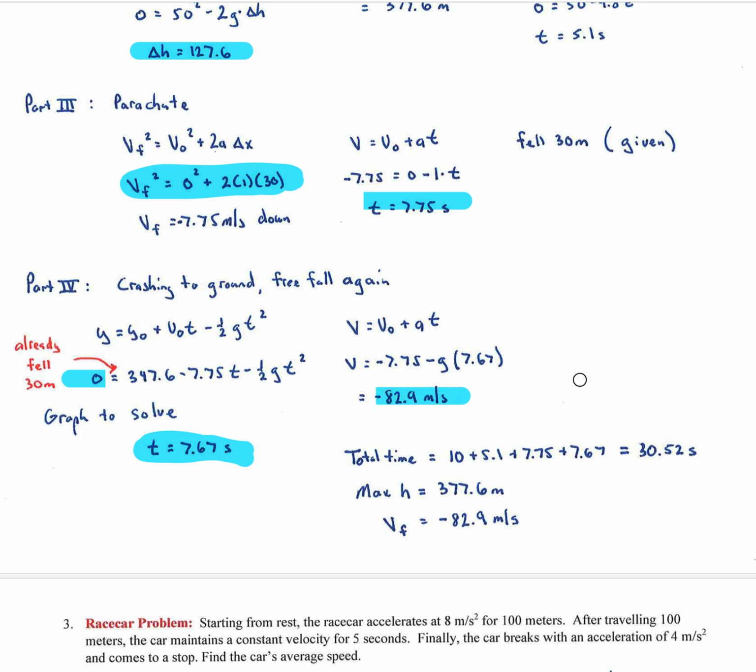The total time of the trip is the sum of all 4 parts. The maximum velocity, the height I already showed, and the speed is just the absolute value of this, if I wanted the speed at which I hit the ground.